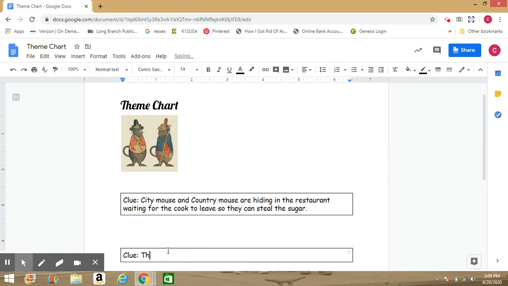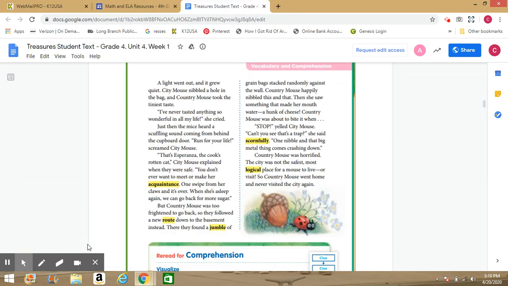So they hide from the cook's cat, Esperanza. If she sees them, she will catch them. So I know that they don't want to be in that position where they get caught by Esperanza the cat. So that's another clue that helps me realize that these two do not belong in that restaurant. They don't belong somewhere where they shouldn't be.